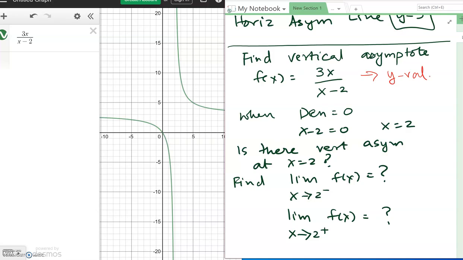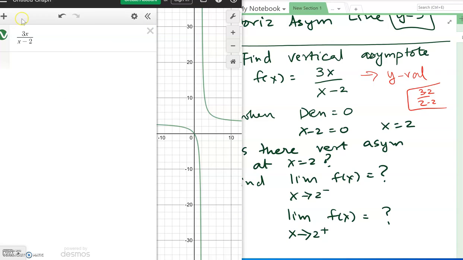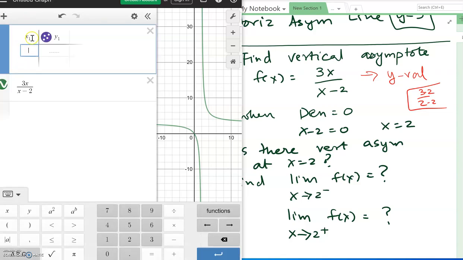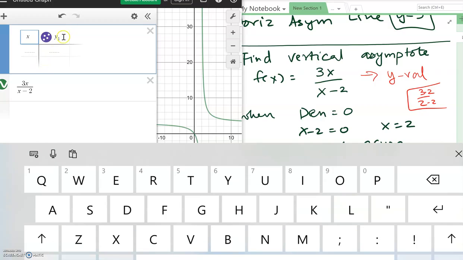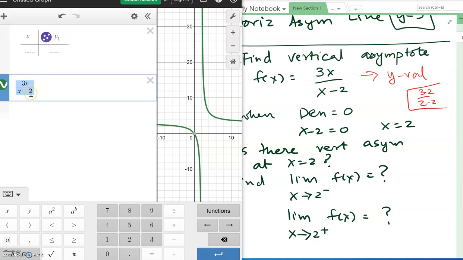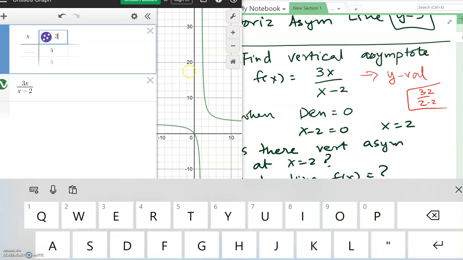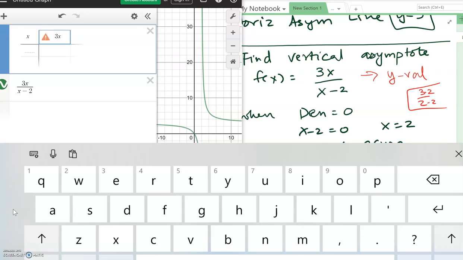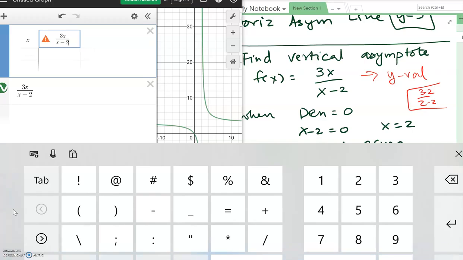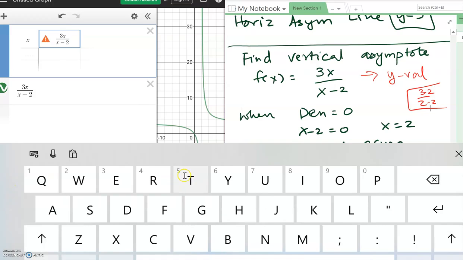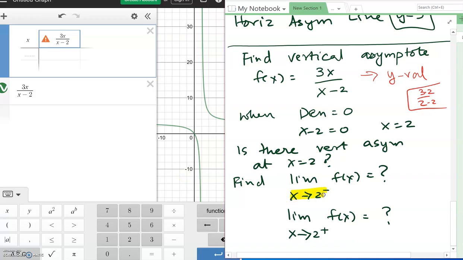We could use a plug-in technique here. If you plug in 2, the whole thing will become undefined. It'll become 3 times 2 over 2 minus 2, which is undefined. So the plug-in method will not work here, and we're going to resort to the numerical method. Let's create a table. So we have 3x over x minus 2, and note that x approaches 2 from the left side.